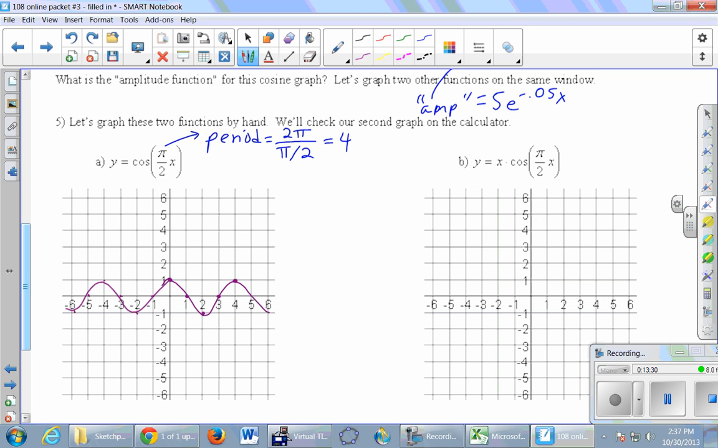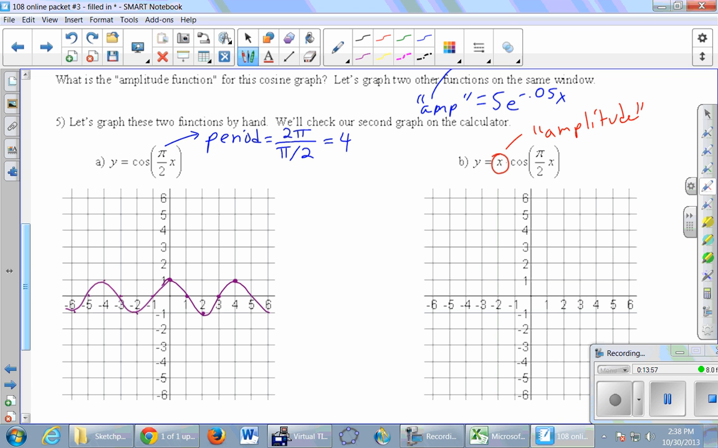Okay, easy enough. So there's our cosine of pi over 2x. But now we've got this x cosine of pi over 2x. So what's a good way to think about this x as it relates to the cosine function we just graphed? We can think of this as being the amplitude. And so we saw before that we graphed the amplitude function up above, the y equals 5e to the minus 0.05x. So it seems like we should graph this amplitude function.